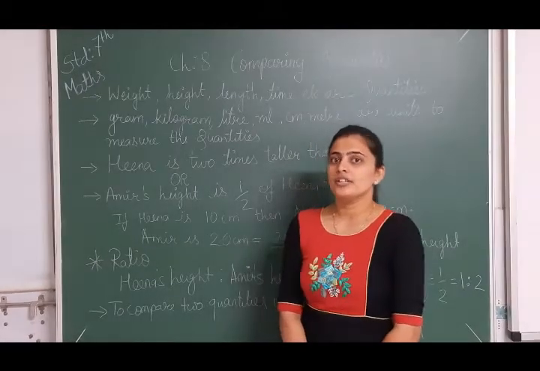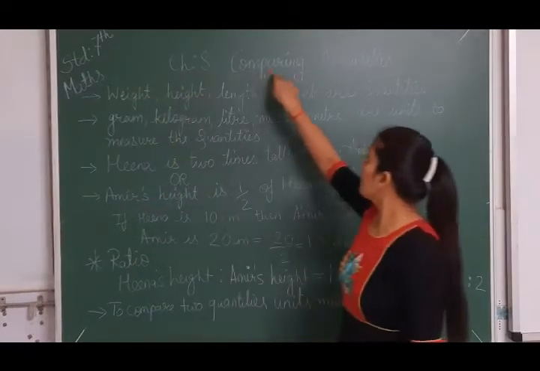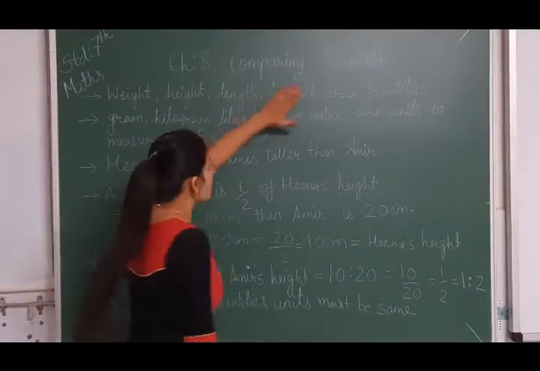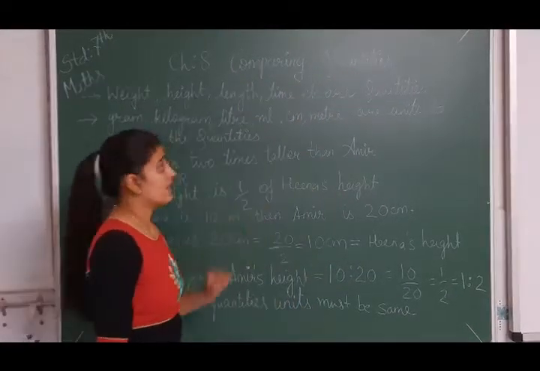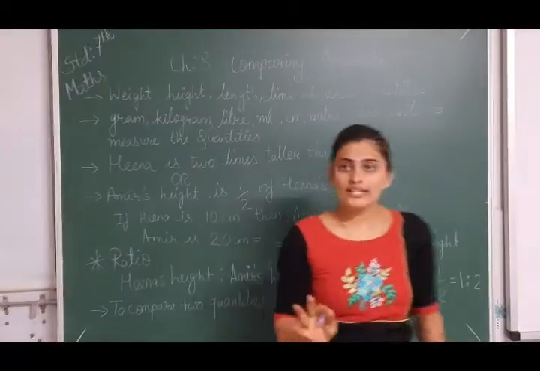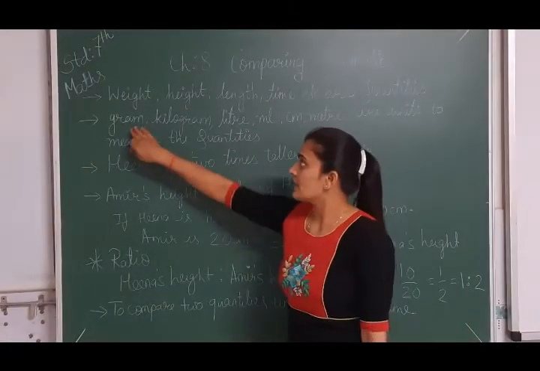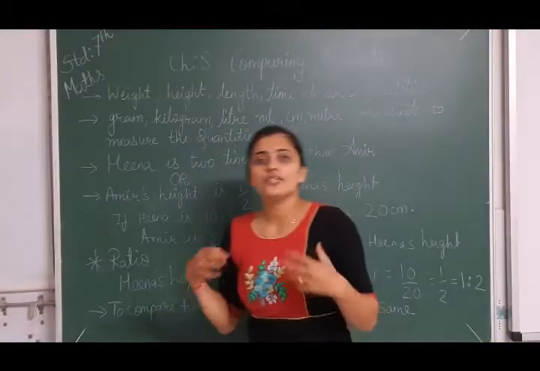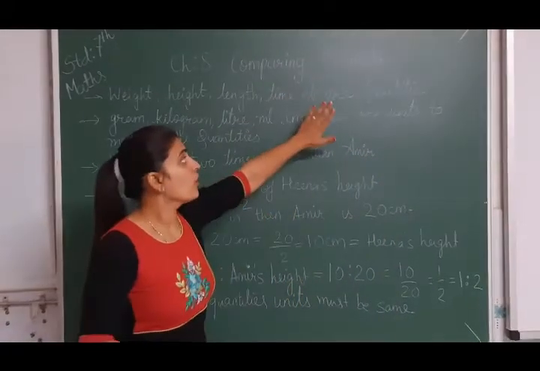Today we are going to learn about chapter number 8, comparing quantities of standard 7. Now, what are quantities? That we will understand first. Weight, height, length, time, all these are quantities and they are measured in gram, kilogram, meter, milliliter, centimeter. All these are units to measure these quantities.